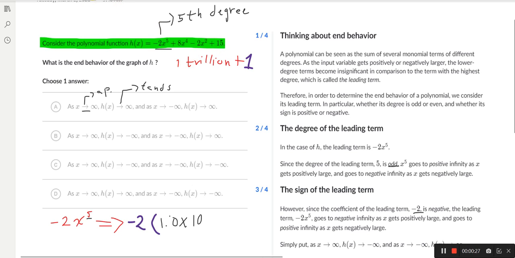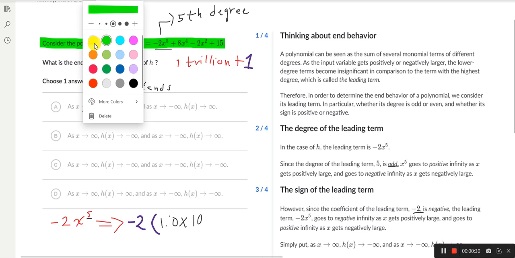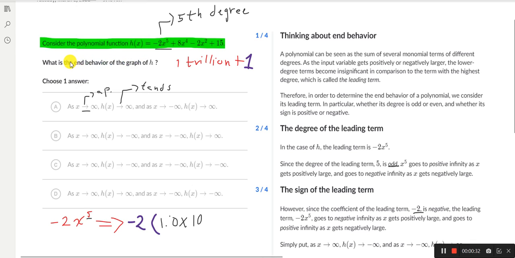Let me highlight it with a different color. I love color coding stuff. We're talking about the end behavior of the graph of h, or in other terms, the end behavior of polynomials. That is this lesson. How do you approach this? Well, before we start, let me just go ahead and read the first part.